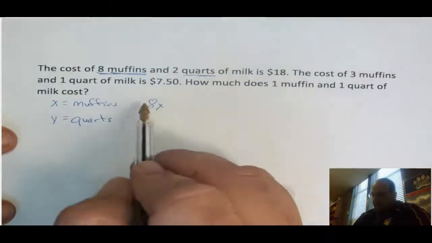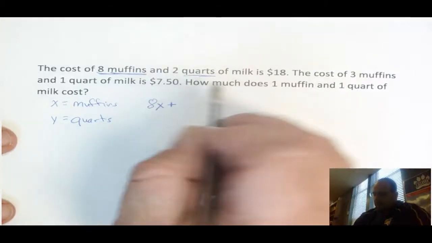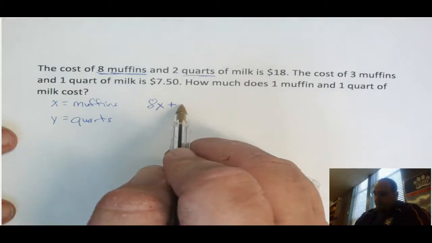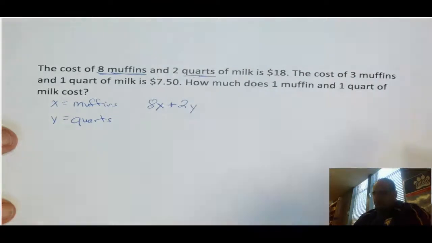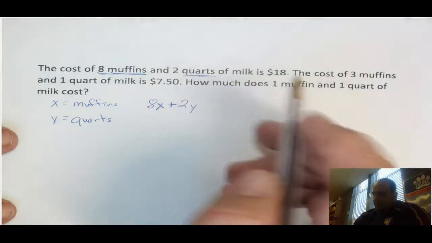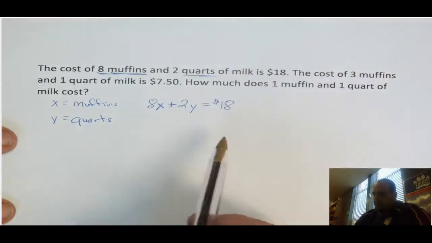8 muffins, 8 times X, and so I'm going to do plus, okay, 2 quarts of milk. Well, instead of writing Y plus Y, I'm just going to write 2y because that's repeated addition. All right, so now I have 8x plus 2y. What does that give me? It gives me $18. So there's my first equation.